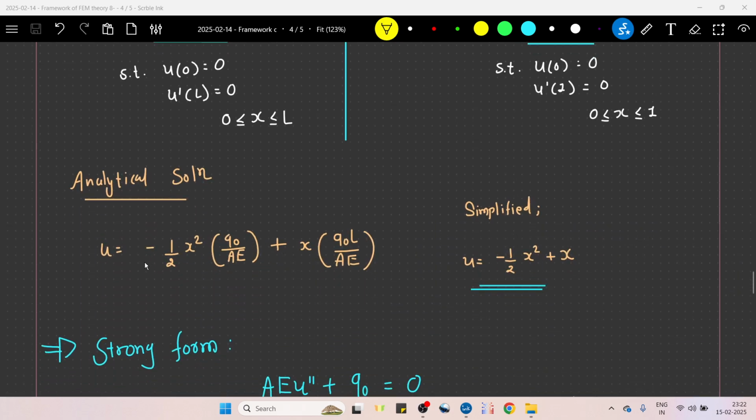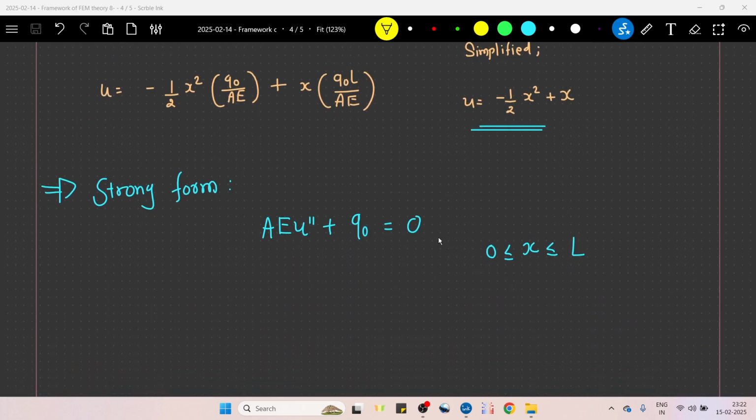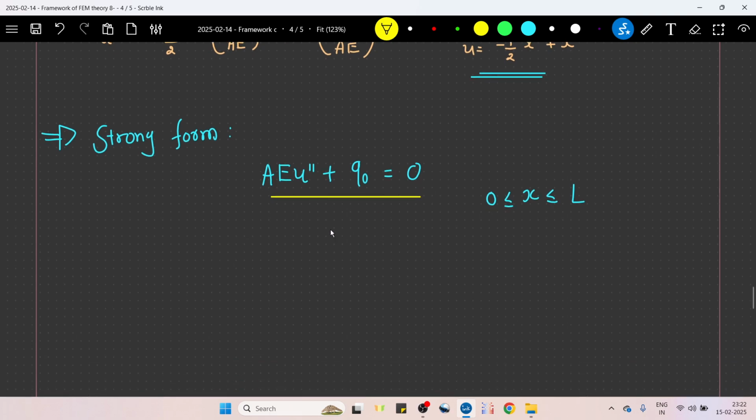We have just seen the analytical solution. In order to derive a weak form, we'll start from the strong form. So this is our strong form. Before getting to the weak form, we have to understand the weighted residual method. This is a step by step process. First we will derive a weighted residual form, and then we will get the weak form. So let's see the weighted residual form.